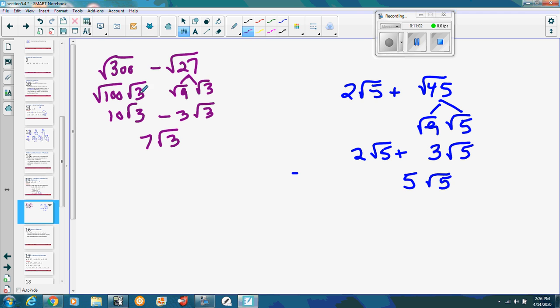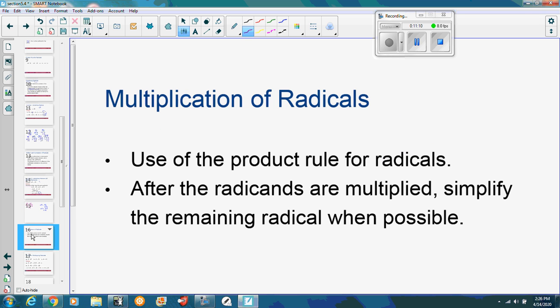Okay, so you have to have the same radical. Sometimes you might have to change both. Sometimes you might only have to change one. Depends. So that's for adding and subtracting.